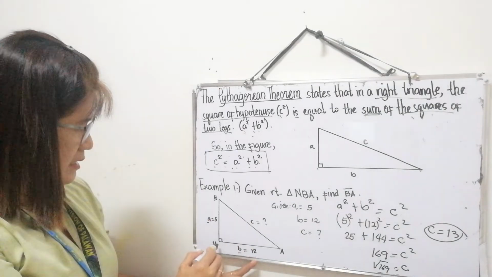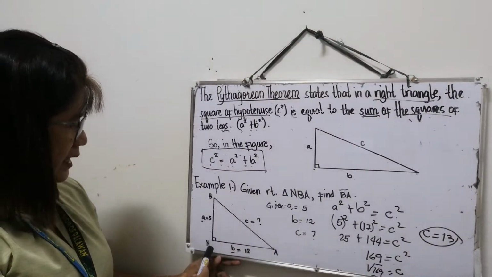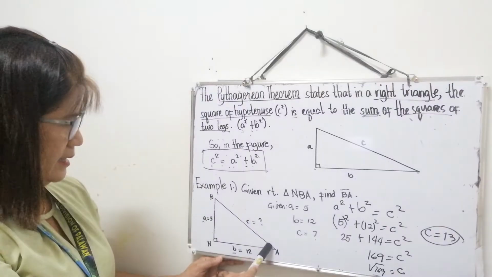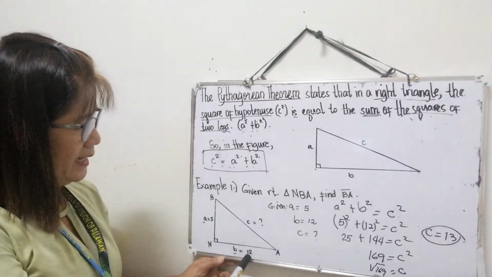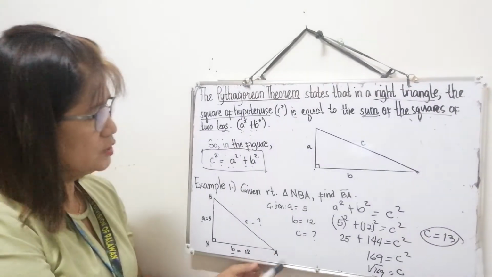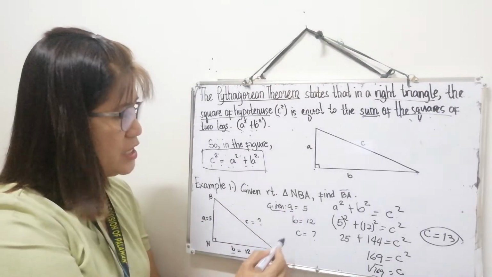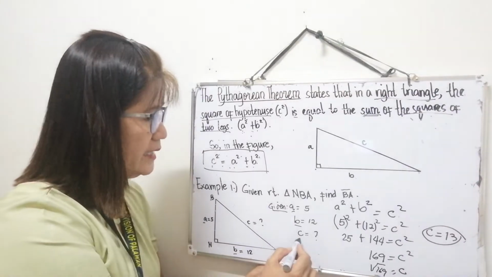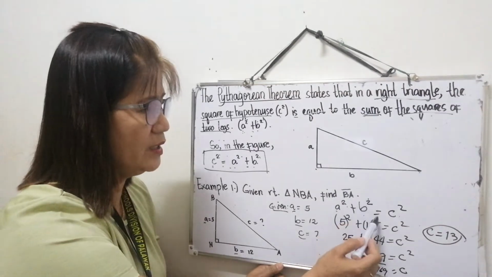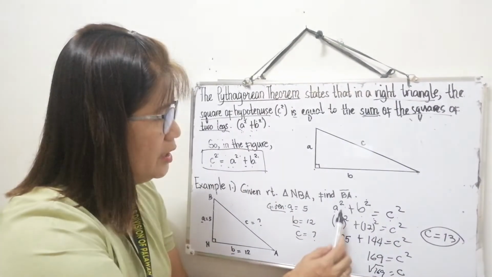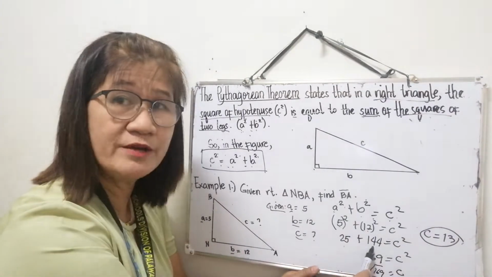For better understanding, let me show you some examples. Example number 1. This is the given figure. So we have triangle NBA. The shorter leg measures 5 units. The longer leg measures 12 units. So kung i-identify natin yung mga given, the shorter leg, the longer leg, what is unknown? The hypotenuse. So using the formula A squared plus B squared equals C squared, what will happen? We're going to square 5, that is 25. We're going to square 12, it will be 144.